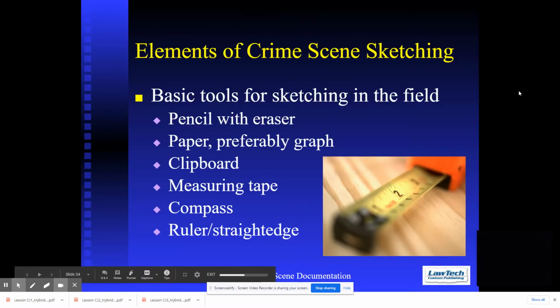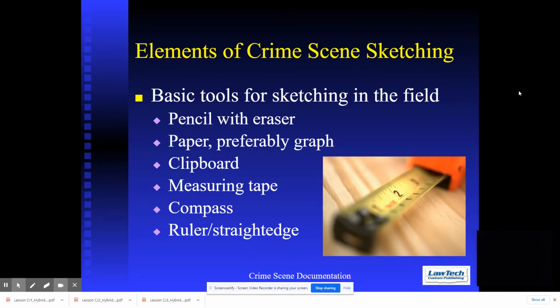And now we're ready for part two of diagramming the scene. So we know how to search the scene, we know how to photograph the scene, and now we're ready to sketch it.